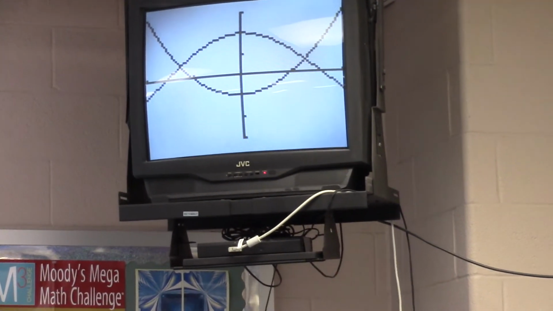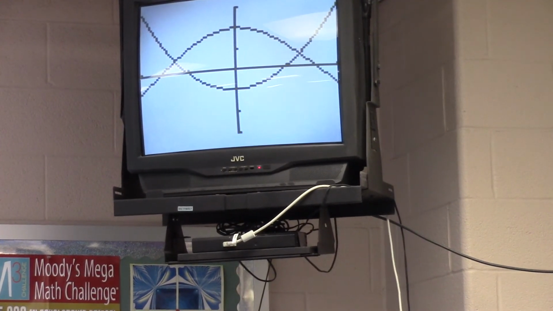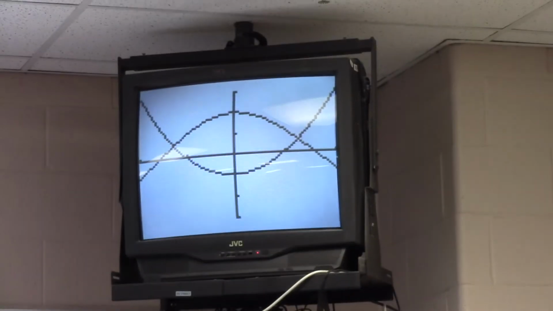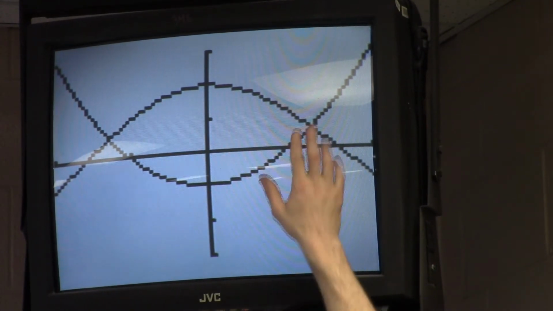Alright, so when I graph them, I get this. Is that what you get? Oh wait, you zoomed in. I zoomed in a little bit, yeah, I set a window, but you don't really have to, it just makes it pretty. Okay, so goal is to find the point of intersection between the two curves, right?